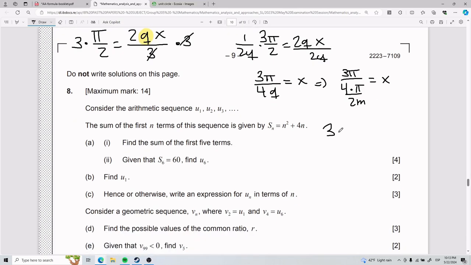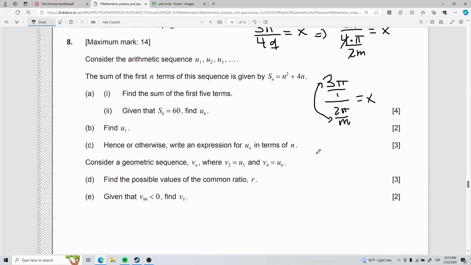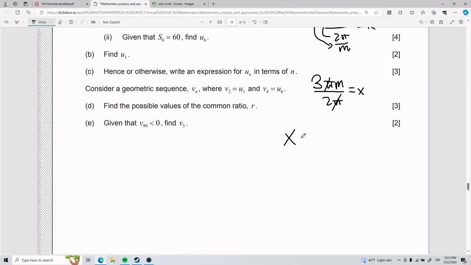So let me simplify what's on the bottom first. You end up with 3 pi divided by 1 divided by, this goes away with this, you end up with 2 pi divided by m. So all of this equals x. You can multiply the edges with the edges. So it's 3 pi times m gives you 3 pi m. And then the inner with the inner is 1 times 2 pi, so it's going to be 2 pi. All of this equals x. You can get rid of pi on the top and the bottom. So x equals 3m divided by 2.